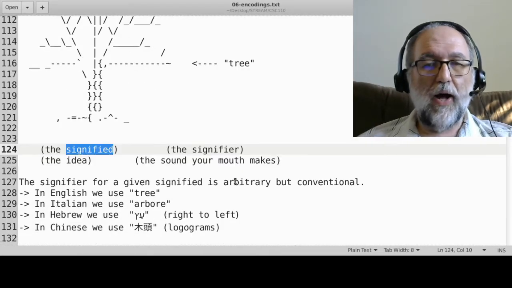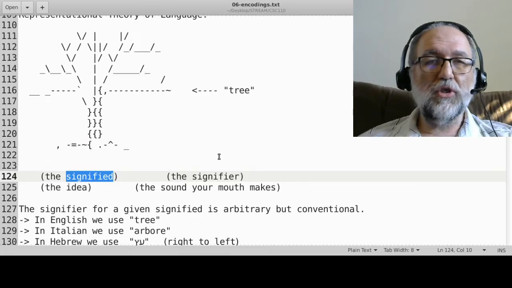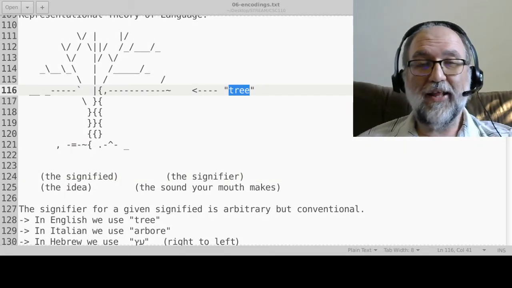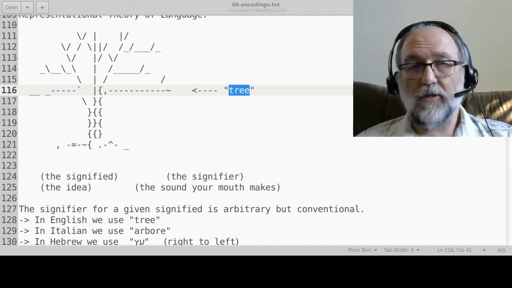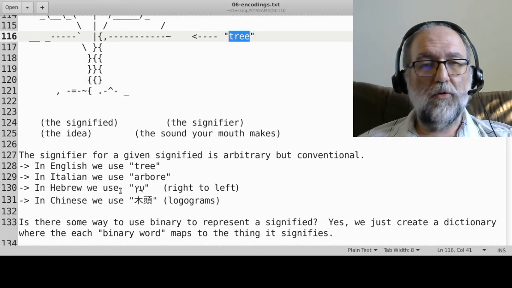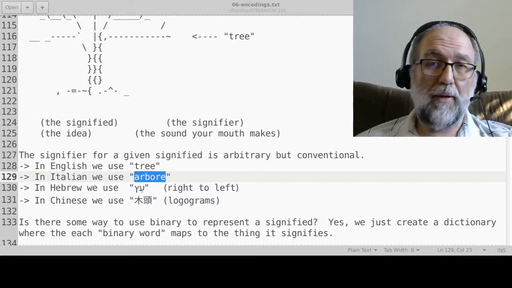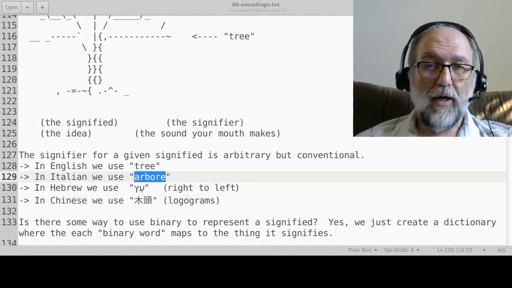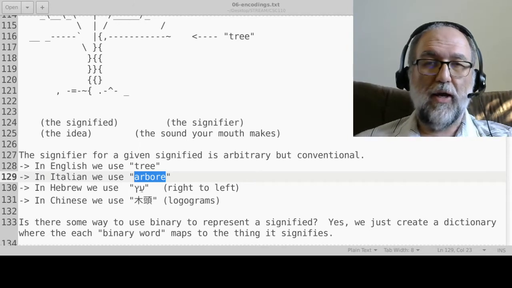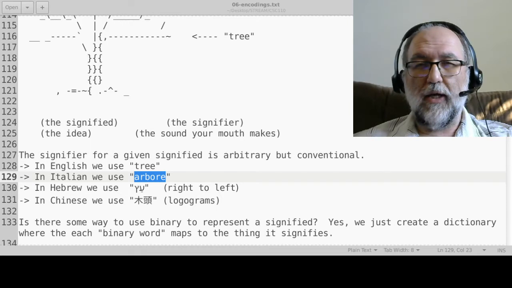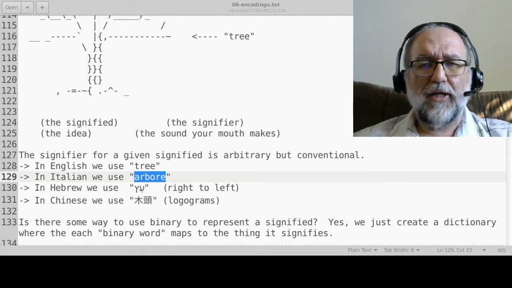It's the thing that points to the signified, the idea of the tree. And so in English, we have a signifier for a tree, and it is the sound "tree". But there are other languages, and if you spoke Italian, the word for a tree is "arbore". So if you said arbore, you would have this picture of a tree appear in your head. Now, if you didn't speak Italian and all you spoke was English and you heard arbore, it would just sound like gibberish to you.